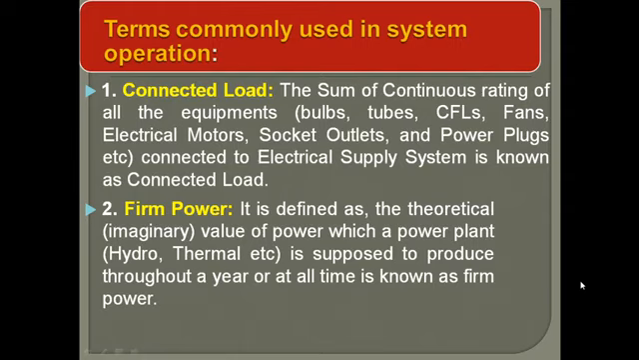The next one is firm power. It is defined as the theoretical value of power which a power plant, which can be hydro or thermal, is supposed to produce throughout a year or at all times, is known as firm power. In simple words, we can say it is the power which should always be available even under emergency condition.